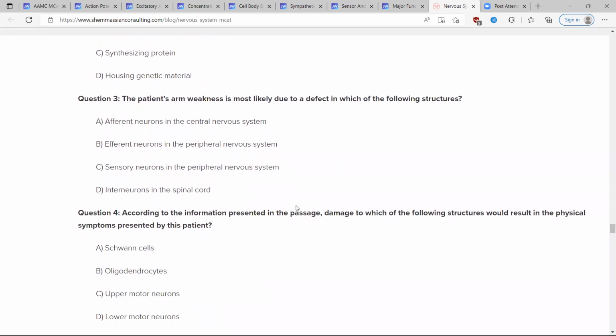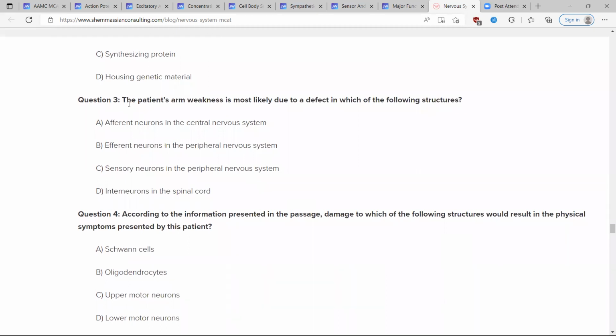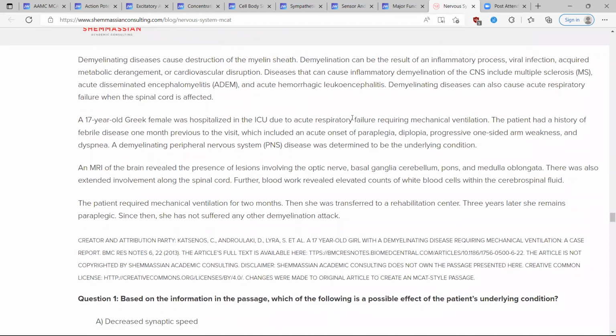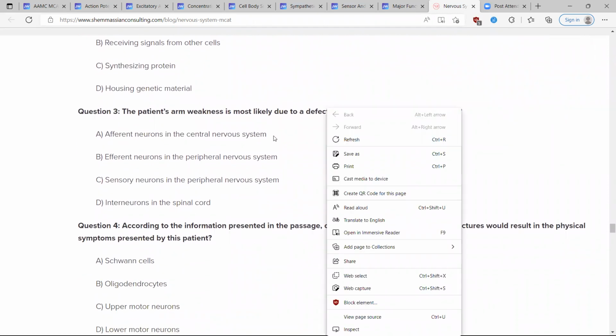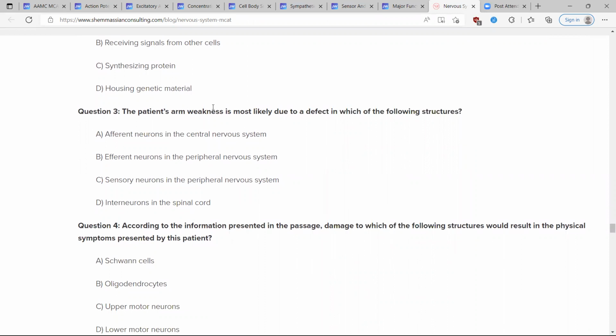Awesome. So question 3. The patient's arm weakness is most likely due to a defect in which of the following structures? So I believe they said that this person has one-sided arm weakness. They didn't say anything more. So this person has muscle weakness in one of their arms. So the arm weakness is due to a defect in which of the following structures? So this is asking about afferent, efferent, sensory, and interneurons. Which of those do we talk about being related to the muscles?